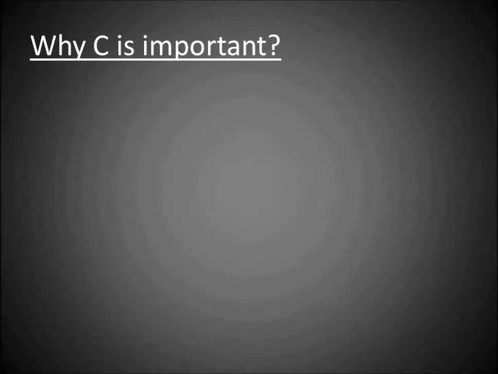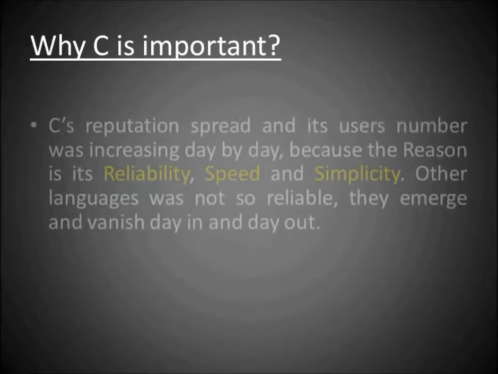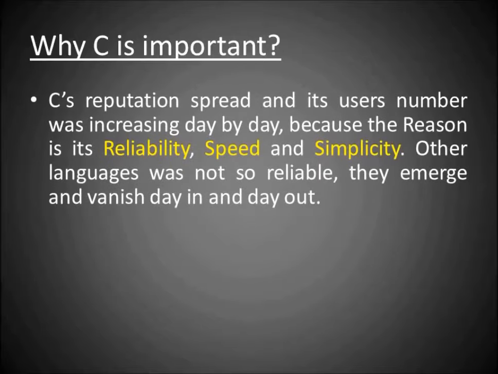So why is C important? It was invented in 1972, but in the present it is also used, and there are other programming languages which can build the same program as a program built in C language. So C's reputation is spread and its user number increases day by day because of its reliability, speed and simplicity. Other languages were not so reliable. They emerge and vanish day in and day out.